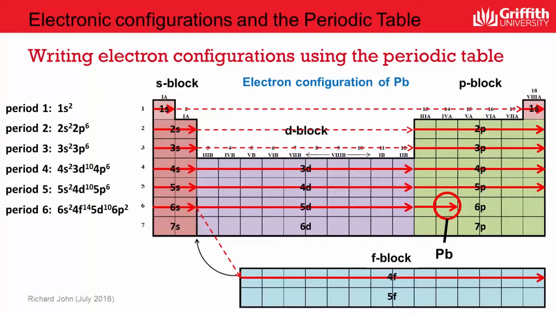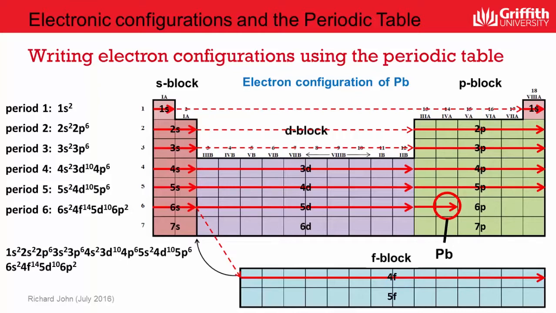So the electron configuration for lead is just obtained by combining all of these together: 1s2, 2s2, 2p6, 3s2, 3p6, 4s2, 3d10, 4p6, 5s2, 4d10, 5p6, 6s2, 4f14, 5d10, and 6p2.